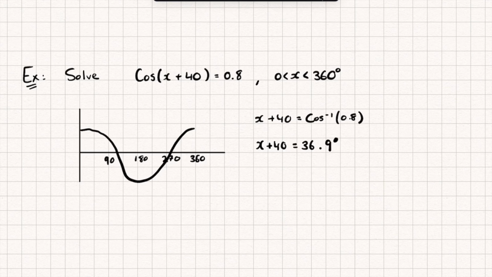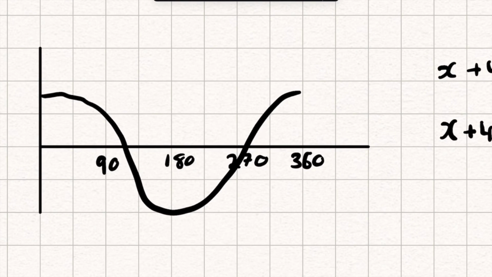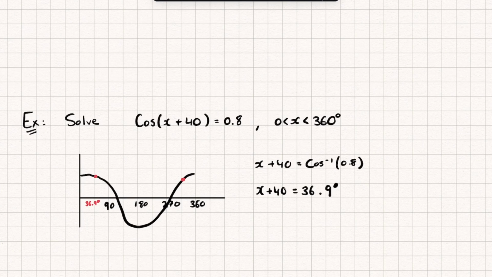So there we go. If we zoom in on our graph, I've got one solution over here at 36.9. I'm now going to do 360 minus 36.9 to find the other solution that's over here. And on my calculator, it tells me that that other solution is 323.1. So I also get x plus 40 equals 323.1 degrees.